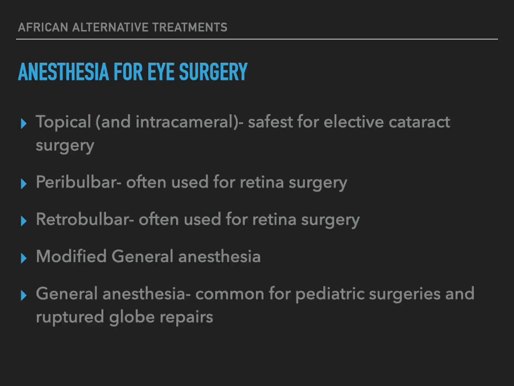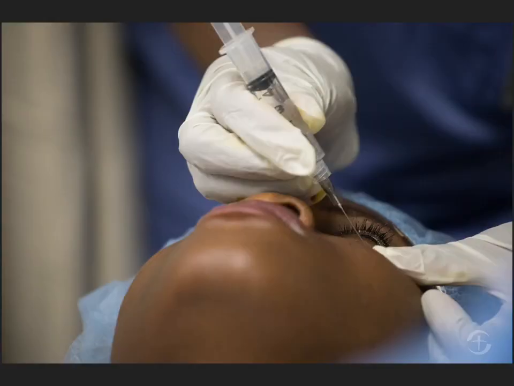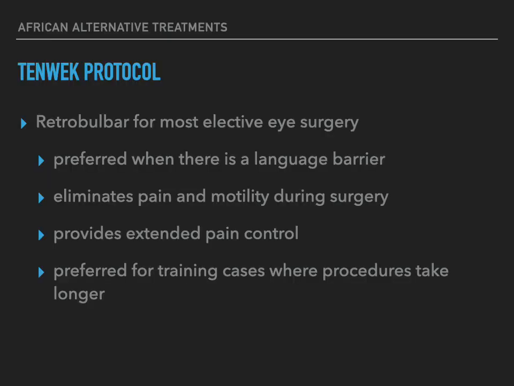Now, what about the topic of anesthesia for eye surgery? Common anesthetic practices in the U.S. include topical or intracameral, peribulbar, retrobulbar, and general anesthesia. At TENWEK, we use almost exclusively retrobulbar blocks for all eye surgeries.